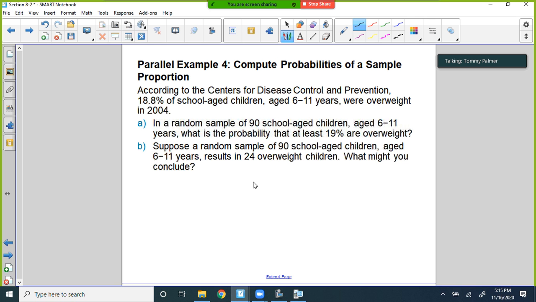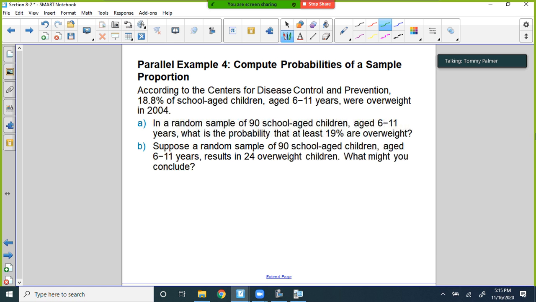Now let's use it. According to the Centers for Disease Control and Prevention, 18.8% of school-age children aged 6 to 11 were overweight in 2004. Okay. Now, what do we got to do with that? We got to make sure it says: in a random sample of 90 school-age children, ages 6 to 11 years, what is the probability at least 19% are overweight, right?